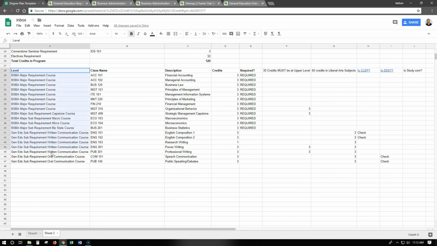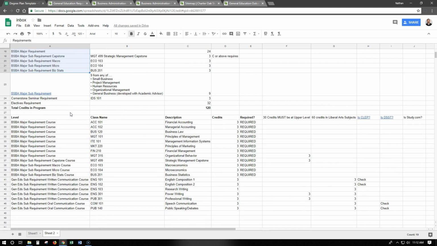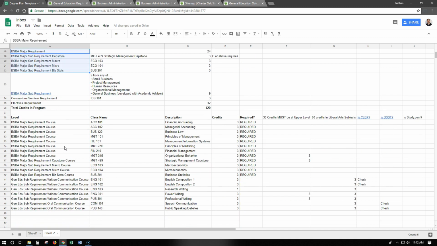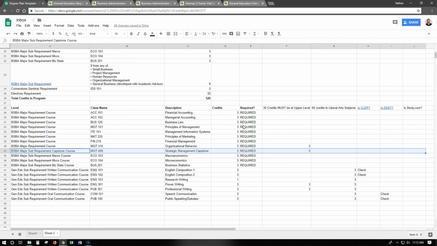So here is the level, and I'm saying the level of that is the same as the requirements here. So this is a BSBA Major Requirement course. Well, we talked about BSBA Major Requirement here, and here are the sub-requirements. Now I've listed those very specifically: BSBA Major Sub Requirement Capstone course. I do not like any guesswork in my stuff.